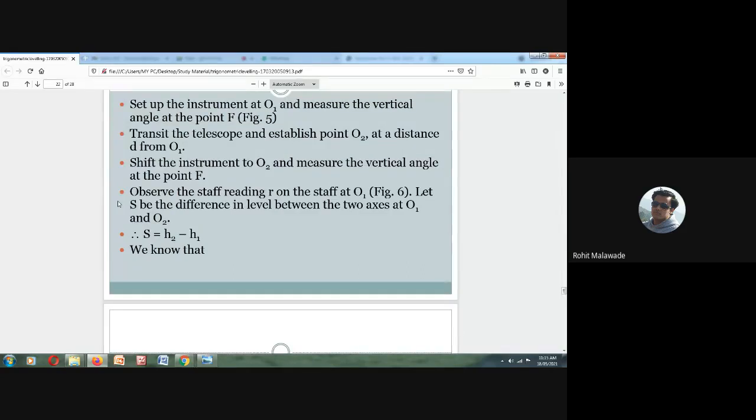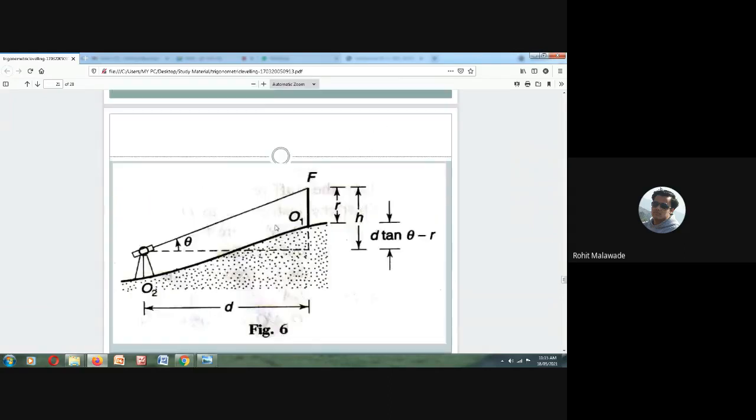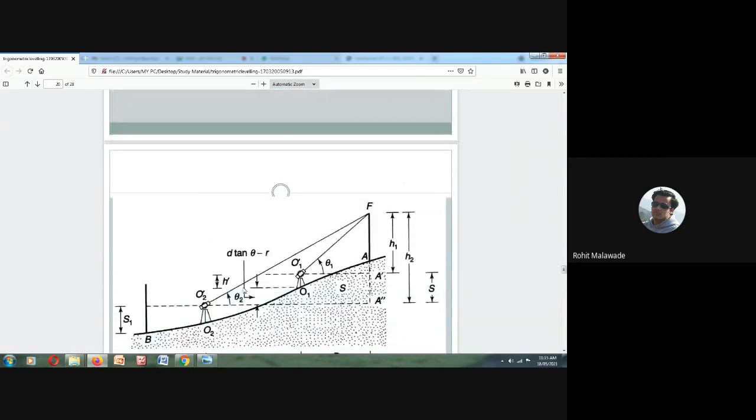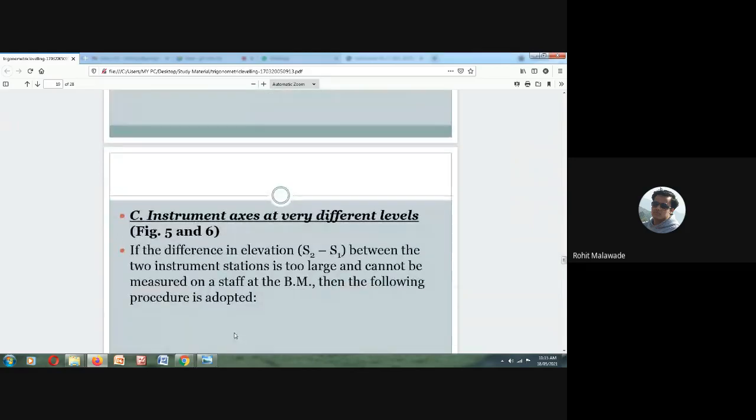Yes, sir. Clear? Yes, sir. Along with this you will also have to refer to the textbook. You need to refer to the textbook, right? So the things are clear, it is completely based upon your trigonometry, but you need to follow the textbooks also in addition to the classes.